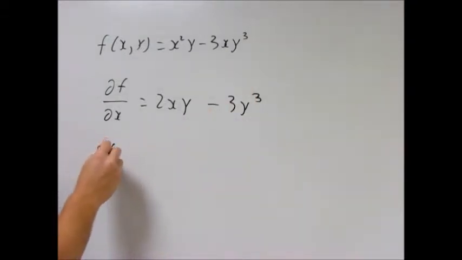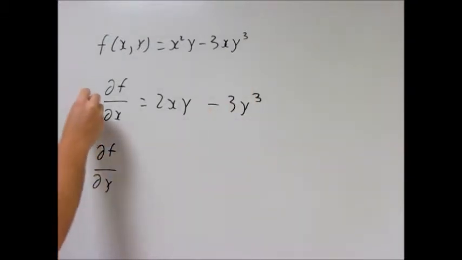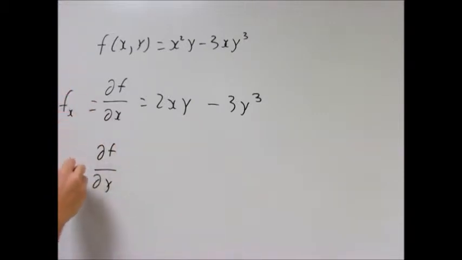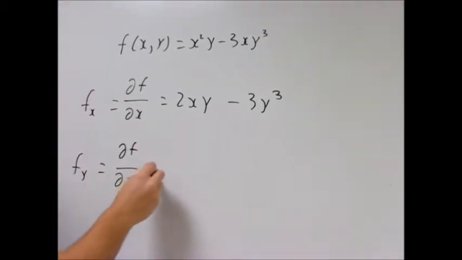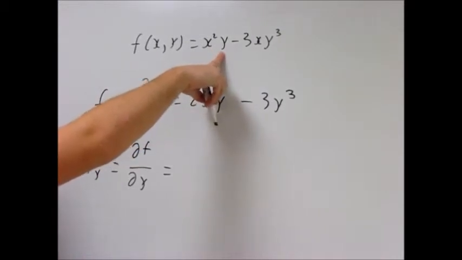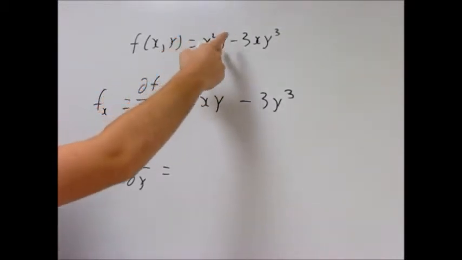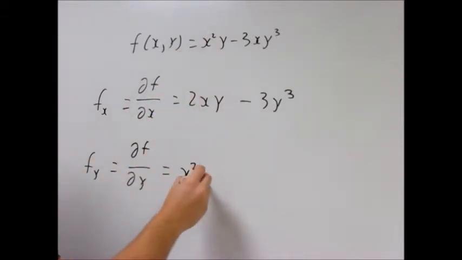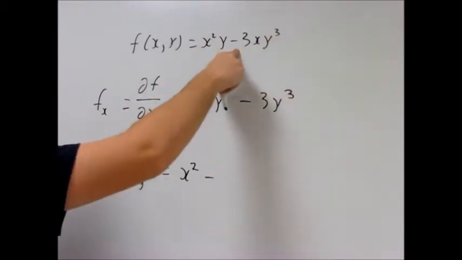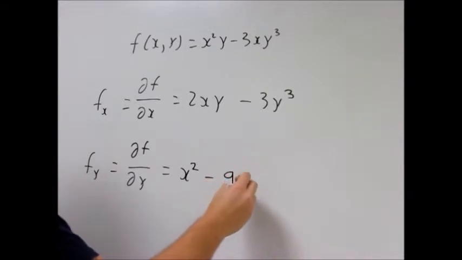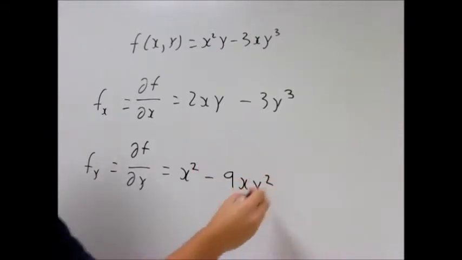Similarly, there's also f sub y. Now we treat y as the variable of interest, and x is just a constant, so this is just a number times y, so the derivative would just be x squared, minus, so now we bring down the 3, becomes 9, x is just a constant, y squared.